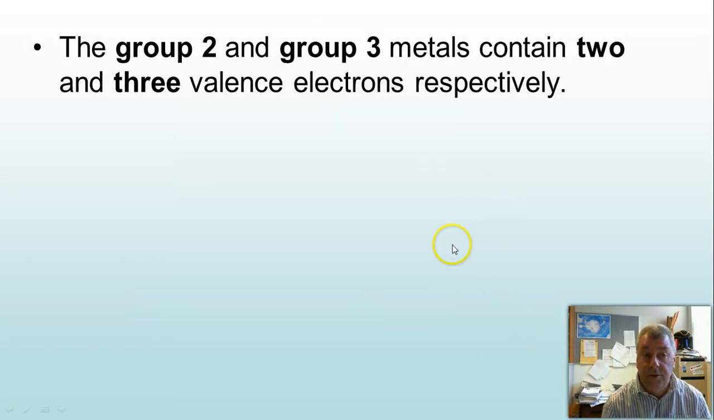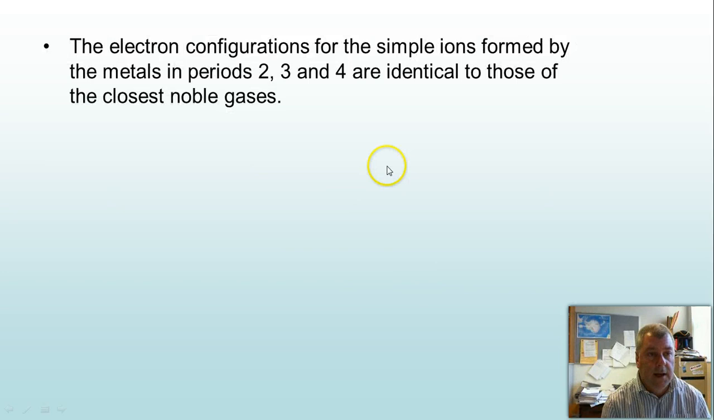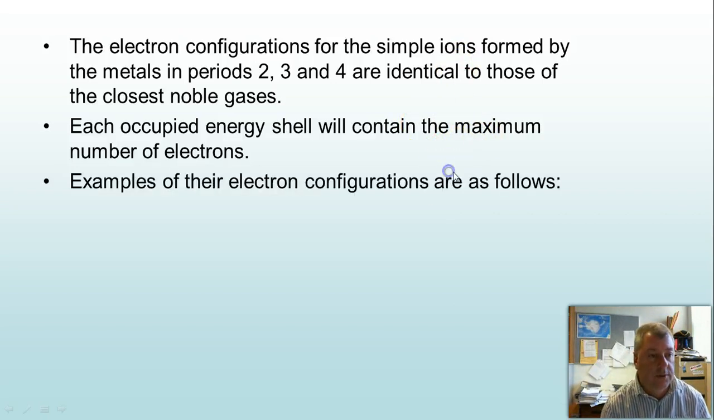The group 2 and group 3 elements contain 2 or 3 valence electrons, and they can lose those as well. And they will lose them to form +2 or +3 ions respectively. The electron configurations of the simple ions formed are identical to those of the nearest noble gases, and I'll do a quick thing about that in a second. Each occupied shell is now full. By losing those electrons, it has full electron shells.